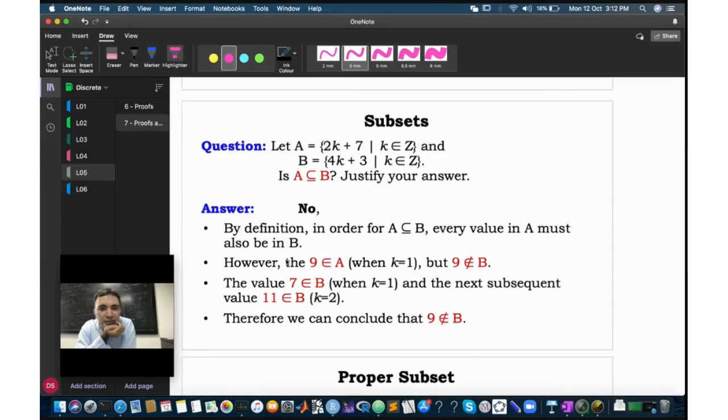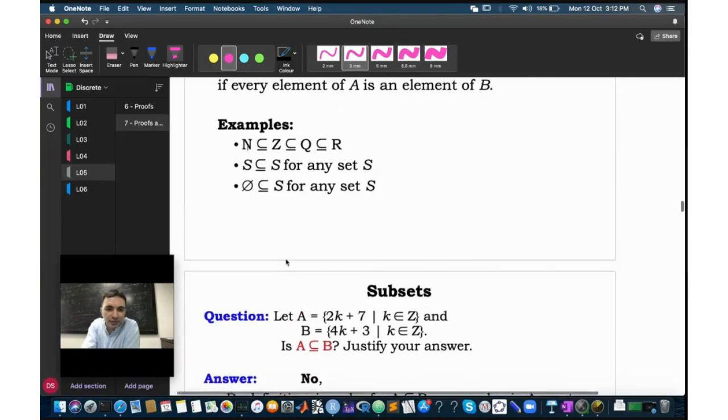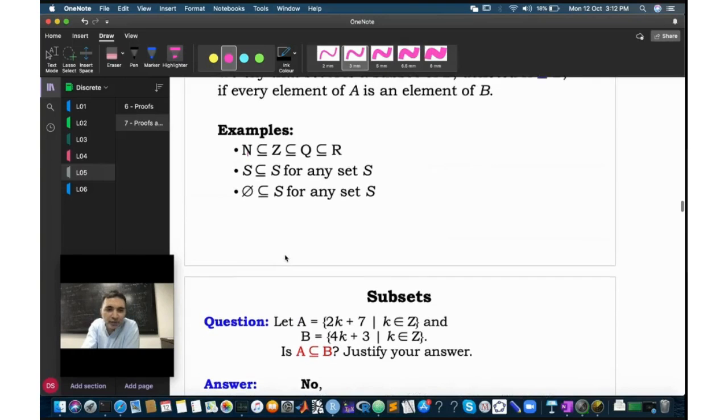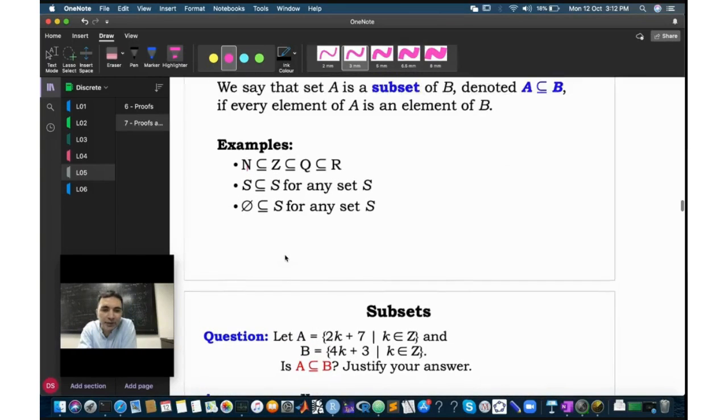So we have the statement. Try answering it. Let A be a set of elements 2k plus 1 for every k in Z, and B is a set which contains 4k plus 3 for k in Z. Is A a subset of B or not? What do you guys think? A is a set which has integers of the form 2k plus 1, and B has elements of the form 4k plus 3. Is A a subset of B or not?